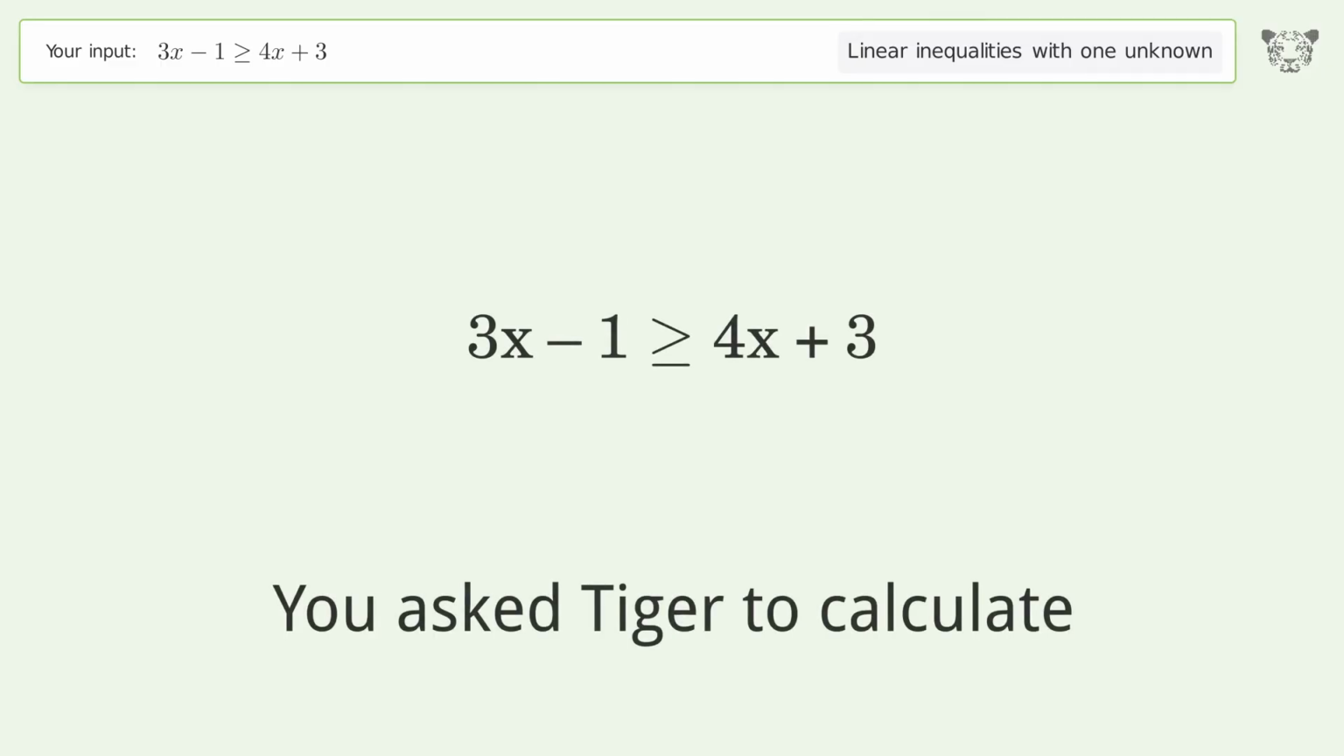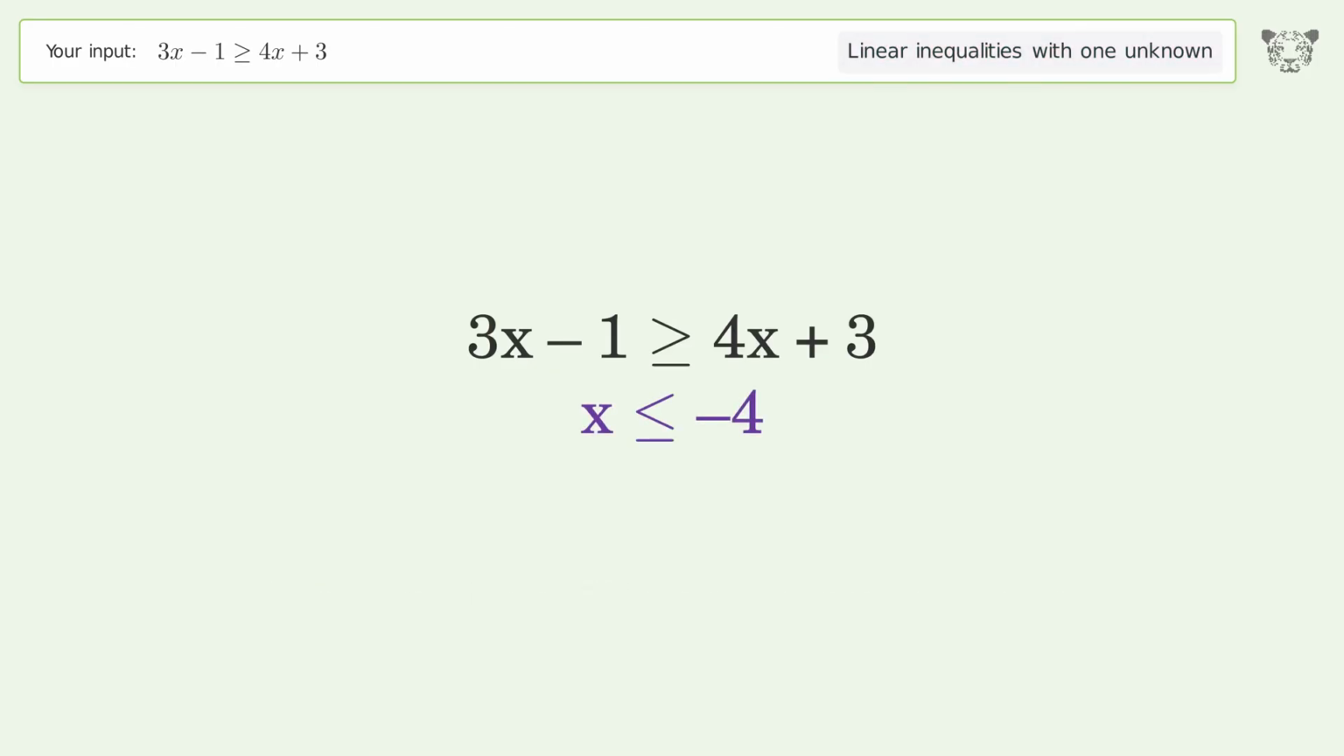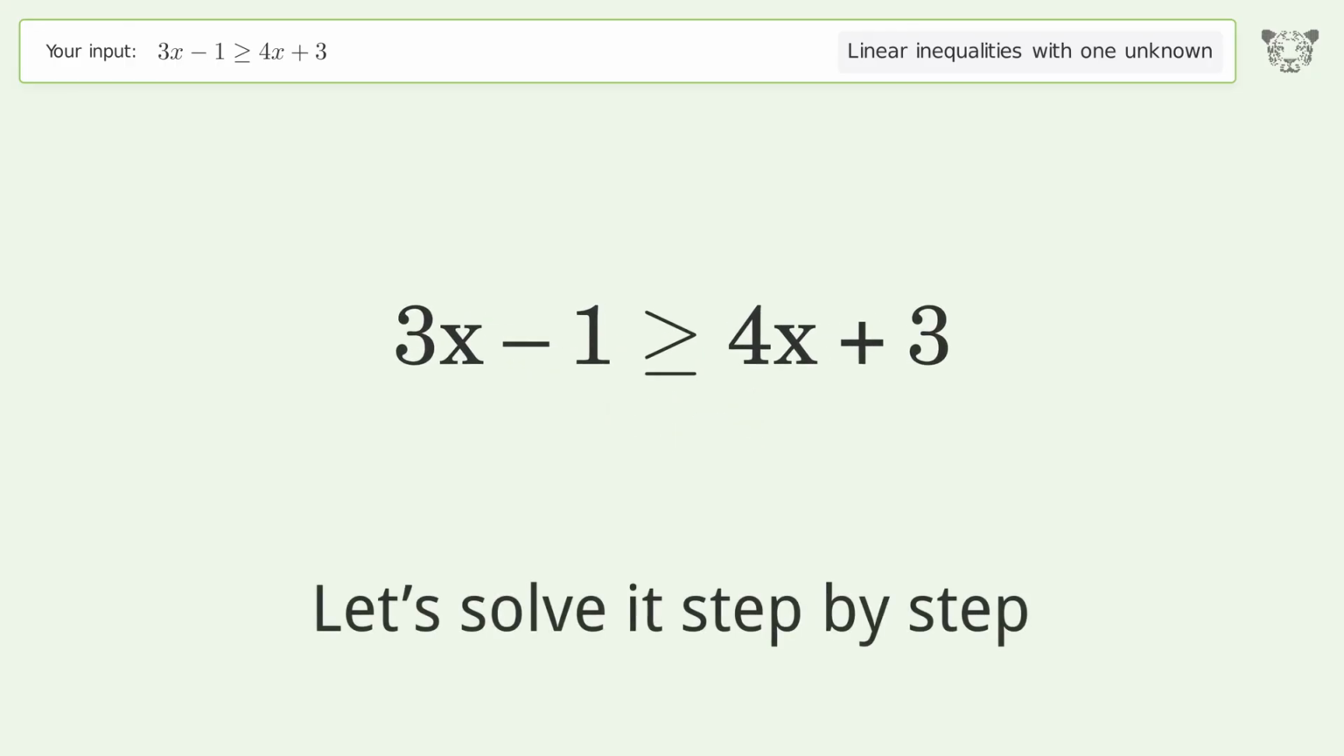You asked to calculate this. It deals with linear inequalities with one unknown. The final result is x equal or smaller than -4. Let's solve it step by step.